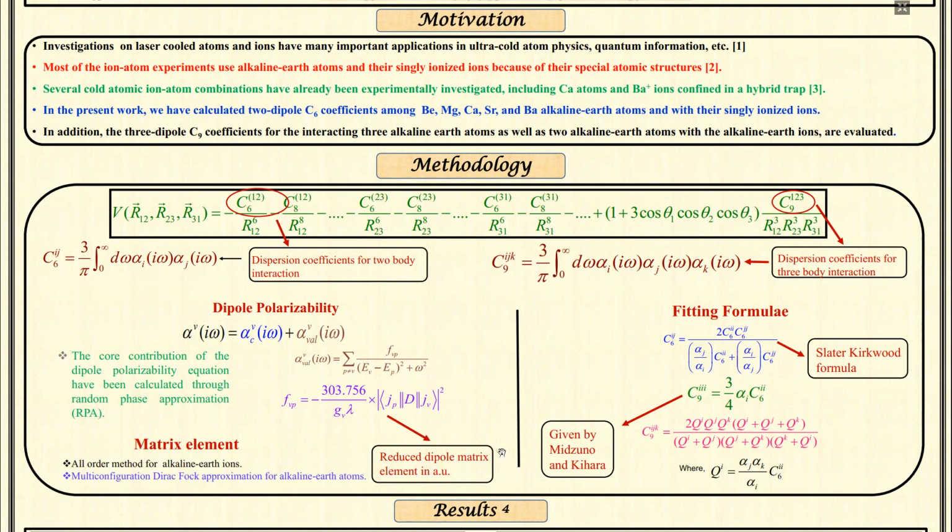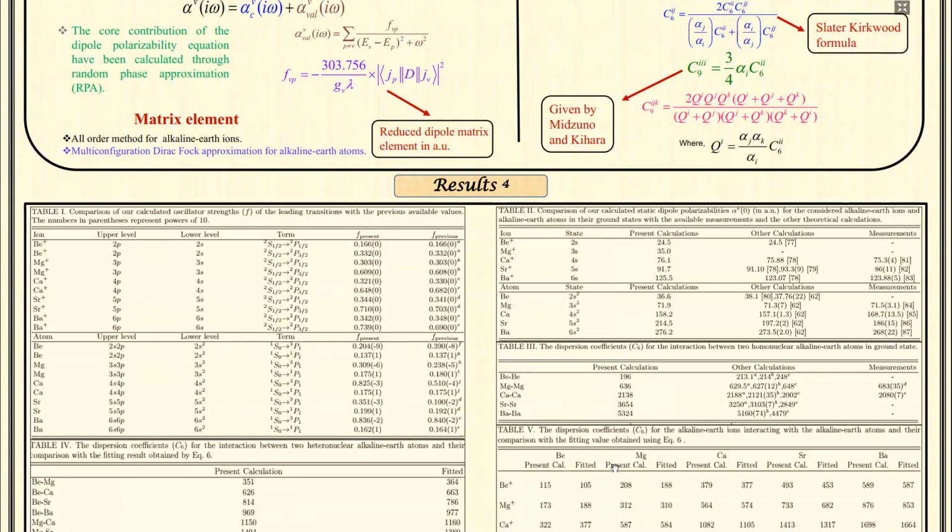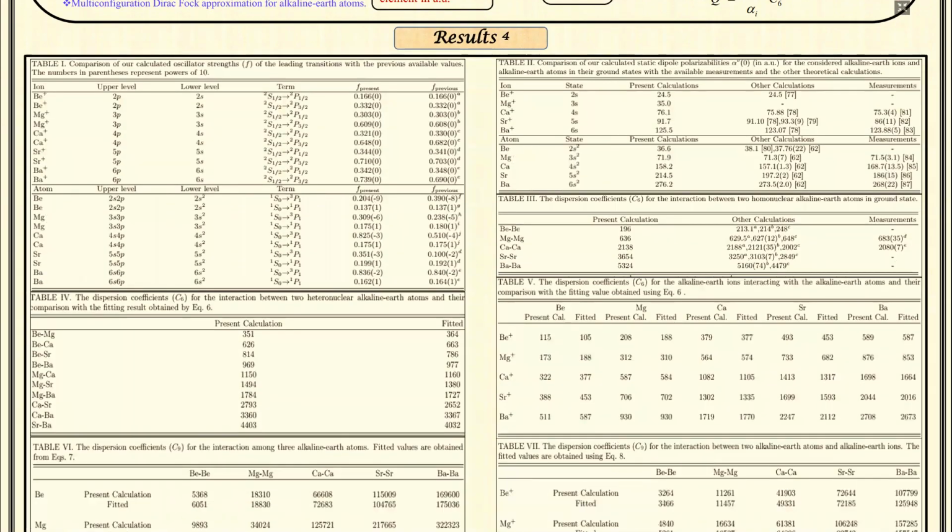As I have mentioned, these coefficients are not available for the considered systems previously. Therefore, in order to ascertain the accuracy and reliability of our calculation, we have also calculated these coefficients using well-known fitting formulae: for C6 we have used the Slater-Kirkwood formula, and for the C9 dispersion coefficient we have used the formula given by Mizuno and Kihara. Now I will explain the results calculated by us.